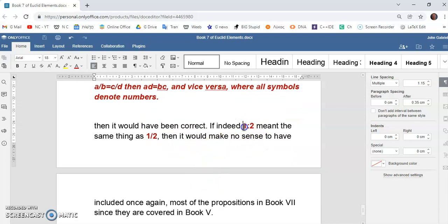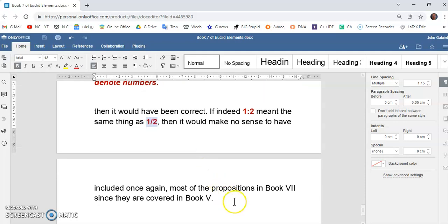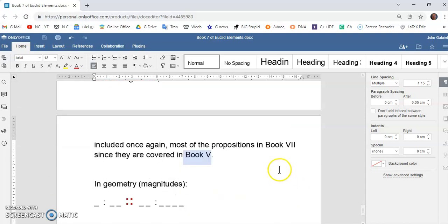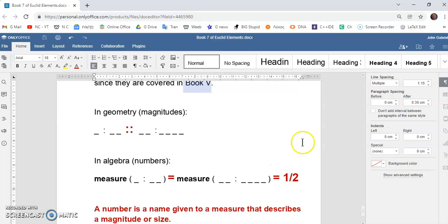But if indeed the ratio of 1 to 2 meant the same thing as 1 over 2, then it would make no sense to have included once again most of the propositions in book 7, since they are covered in book 5, right? Makes no sense. So let's just look at a summary of this.